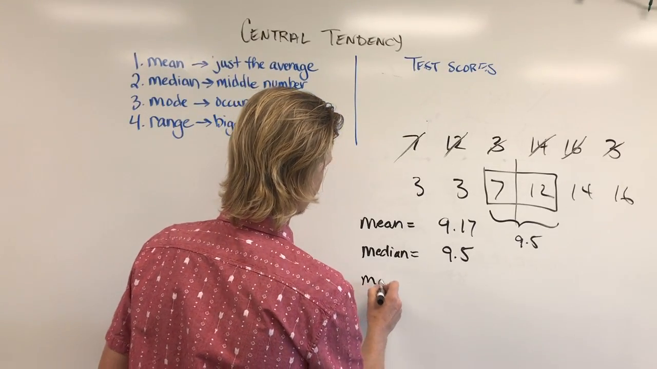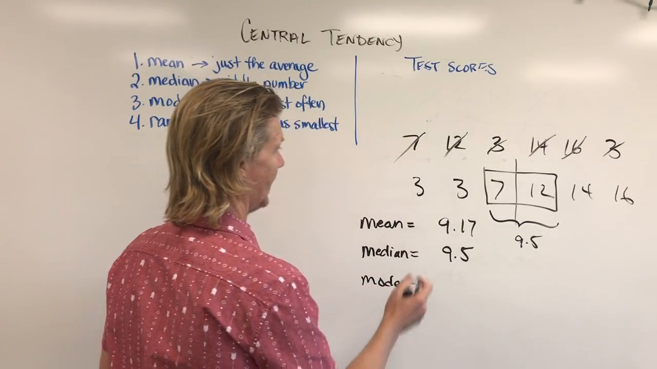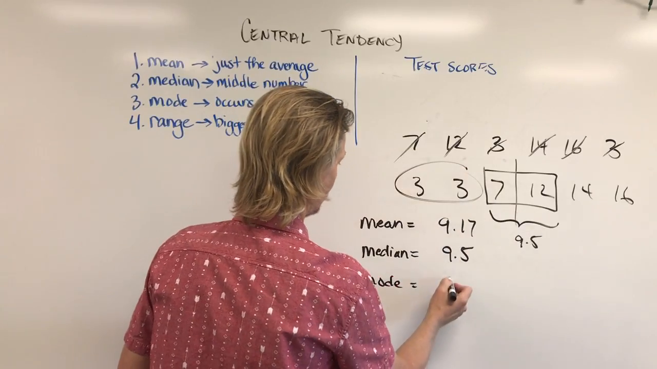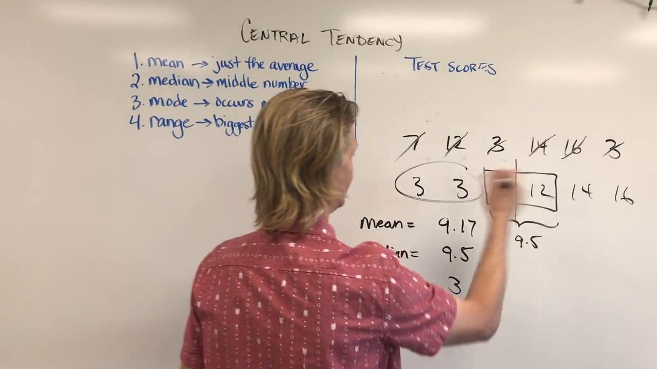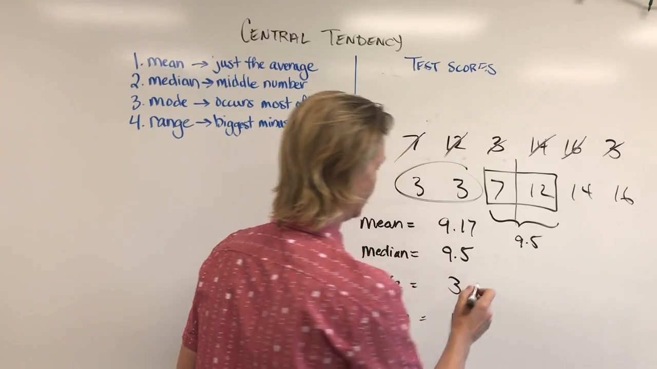Mode is the number that occurs most often. And I have 2 3s. That's it. So the mode is 3. And the range is biggest minus smallest. 16 minus 3 is 13.